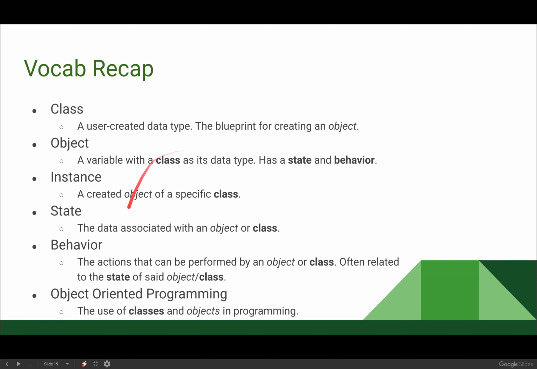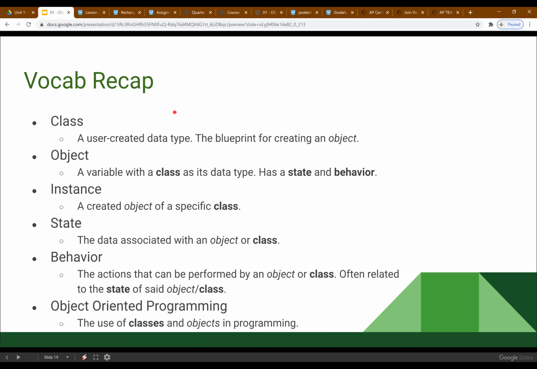So here's a brief recap of all of the vocabulary we talked about today. A class is a user-created data type. It is the blueprint for creating objects. Objects are variables with a class as their data type, and they have state and behavior. An instance is a created object of a specific class. State is any data associated with an object or class. A behavior are the actions that can be performed by an object or class, and they're often related to the state of that object or class. And lastly, object-oriented programming is the use of classes and objects in our code.